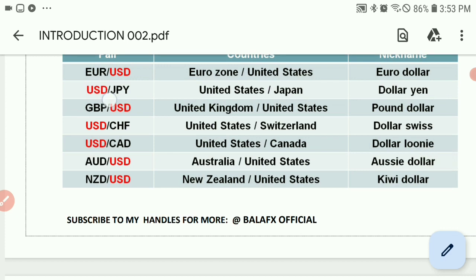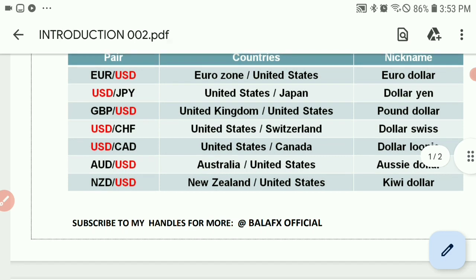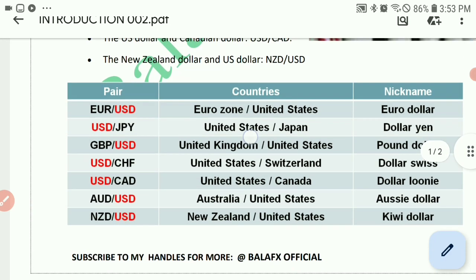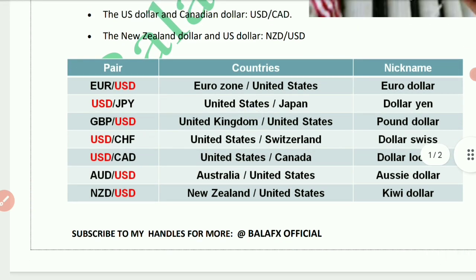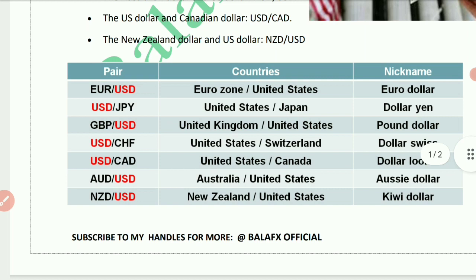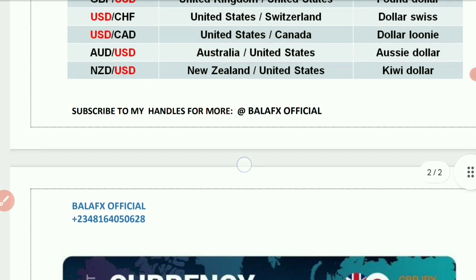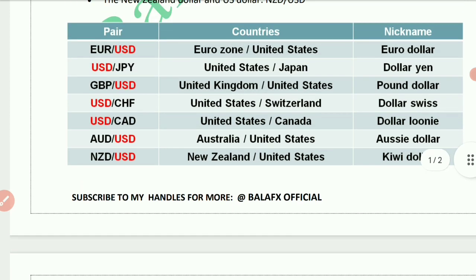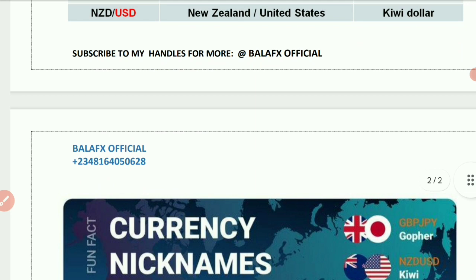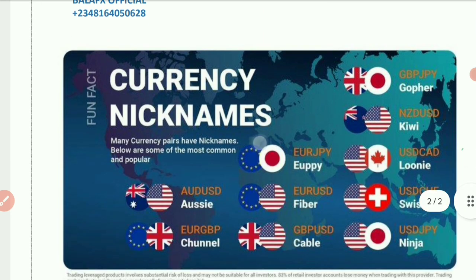So these are their nicknames. This is the country, these are the countries that use that, and this is the pair, like euro and dollar. I will send a PDF so you can go through it again, and you can try to grab it.